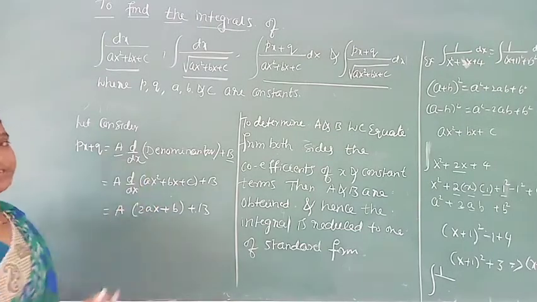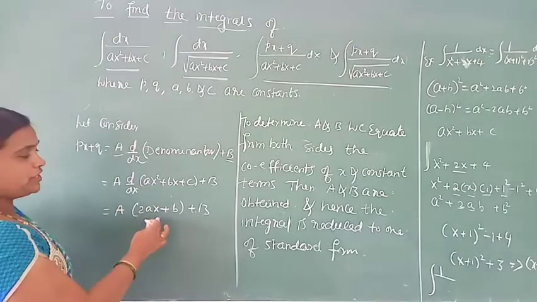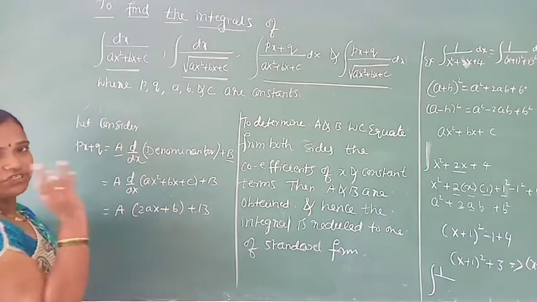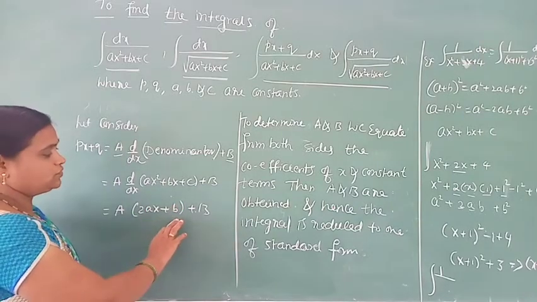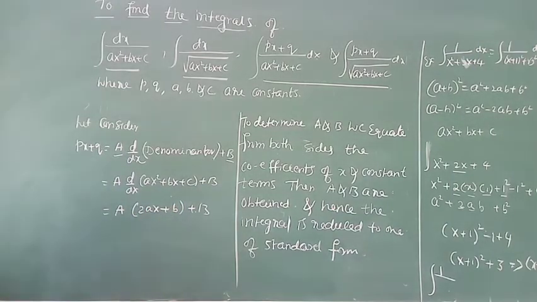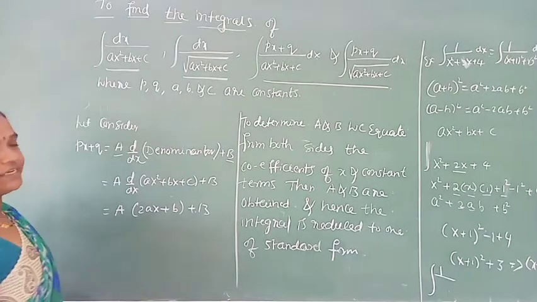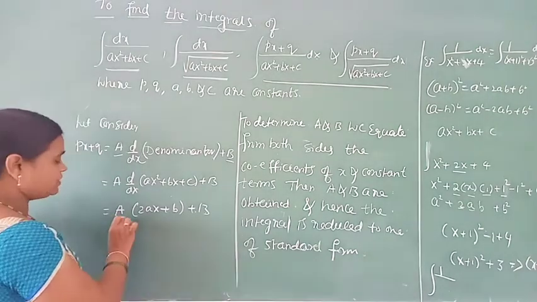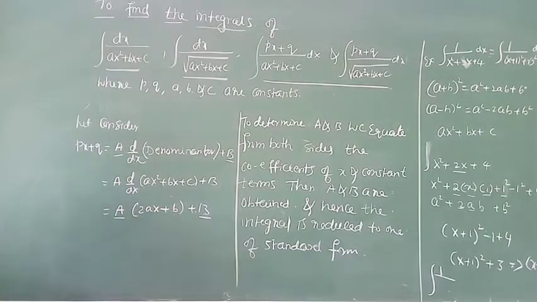The differential of x square is what? 2x. Therefore, we can write 2ax plus b. The differential of x is 1, and of c is 0. Therefore, this is the differentiation of ax square plus bx plus c plus d. And here we have to calculate the values of a and b, because those are the constants we assumed.